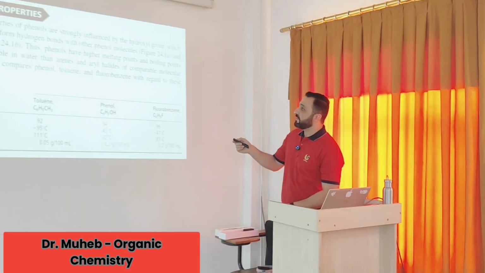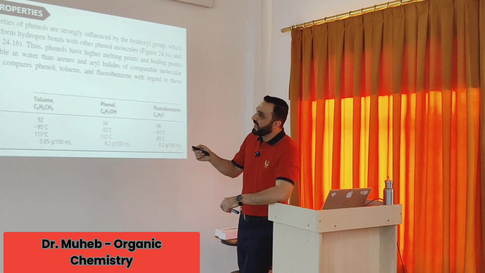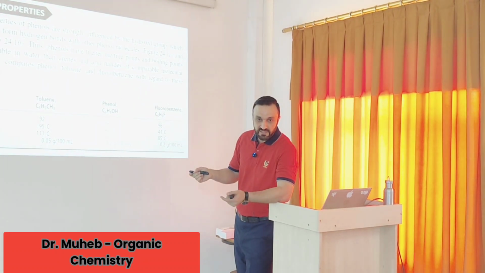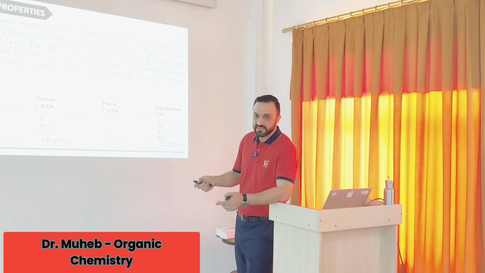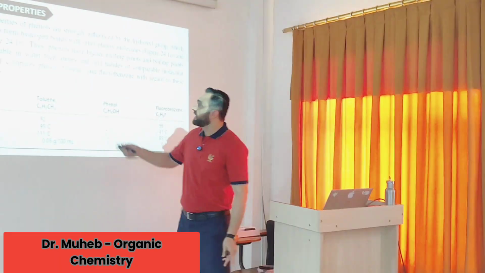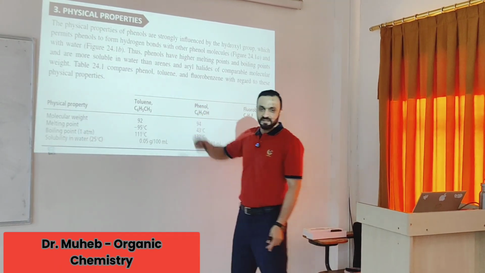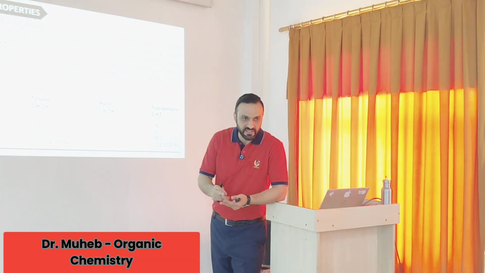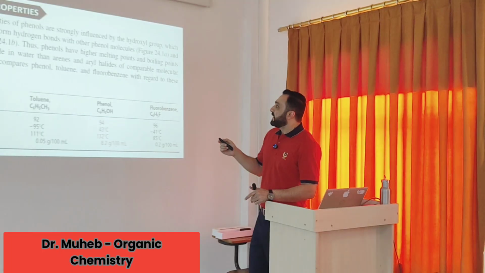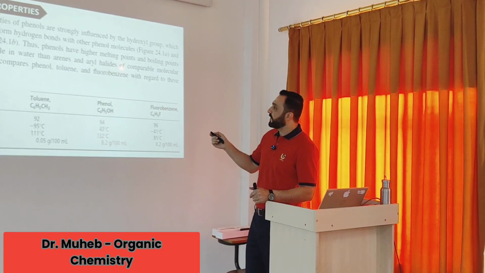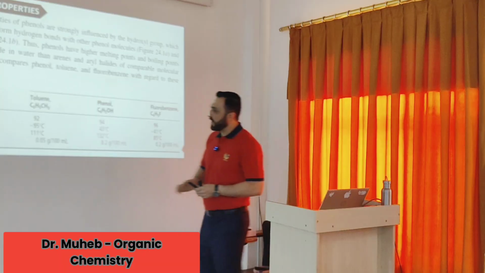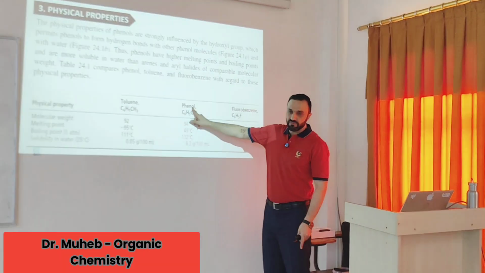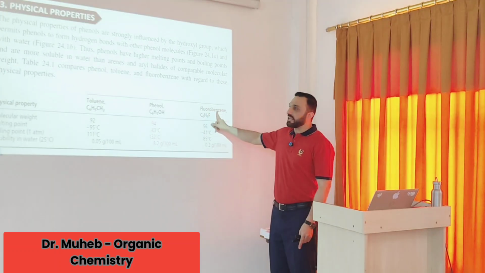So, does phenol have a higher melting point and boiling point and is it more soluble in water than arenes? What do arenes mean? Arenes are aromatic compounds, for example benzene and naphthalene, and aryl halides. If you compare between them, you have toluene, which is benzene with a CH3, and here phenol, and here an aryl halide.